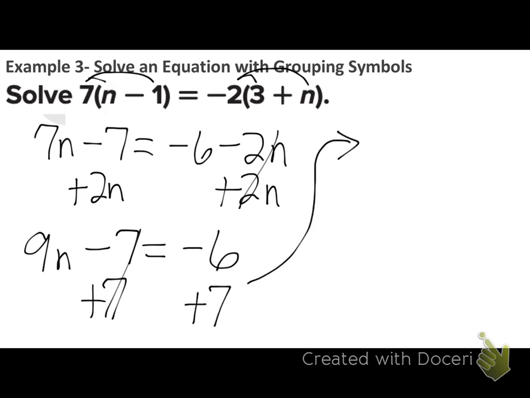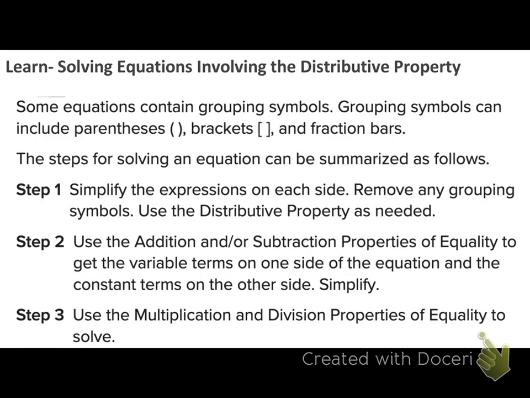So on the left side, I've got 9n. And on the right side, what's negative 6 plus 7? 1. We okay there? Yes, sir. So all the variables are on one side, all the constants are on the other. Step 2 is now done.